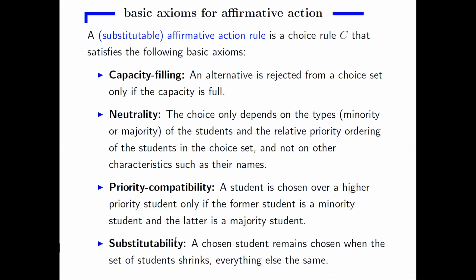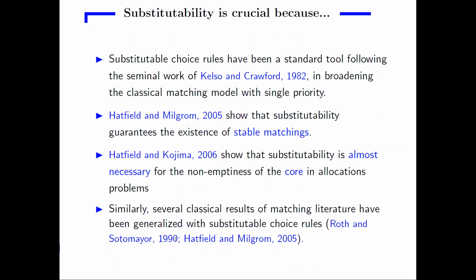Well, the first three axioms are, in a sense, well, it is still debatable, but I would say that in some sense they are natural to impose if we are thinking of an affirmative action rule, but you can ask why substitutability to begin with. It is critical because of the related analytical results.